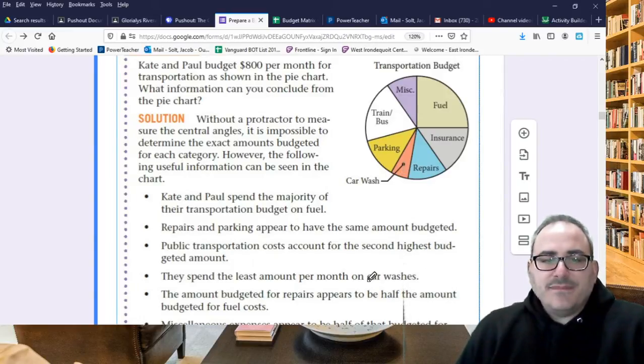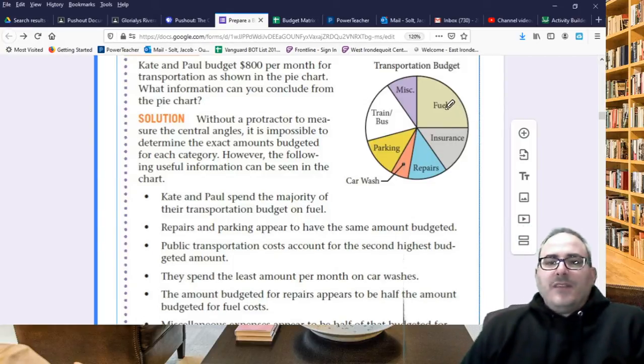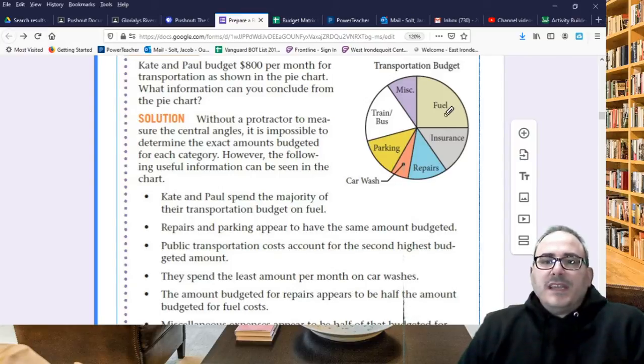The amount budgeted for repairs appears to be half the amount for fuel. So repairs is about half of what they do for fuel. Well, all right, here's my first thing I can figure out. If repairs is half of fuel and fuel is 90 degrees, what's half of 90? Work those calculators out. What's 90 divided by 2? You broke out your calculator and you found that it's 45, right?